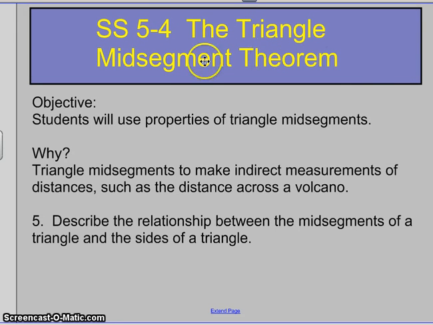This is Mr. Lane again, coming at you with section 5.4, the triangle midsegment theorem. In this lesson, of course, we'll be using some properties of the triangle midsegments. I bet you can't guess how many they have, by the way, since every other special segment that we've had has had the same number. Let's see, of course, we'll have the secret word on this one. I'll make sure I put it in here somewhere, so be paying attention for that.